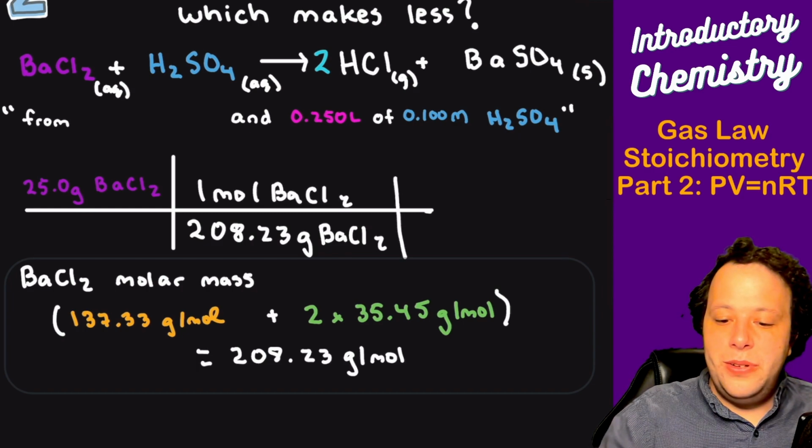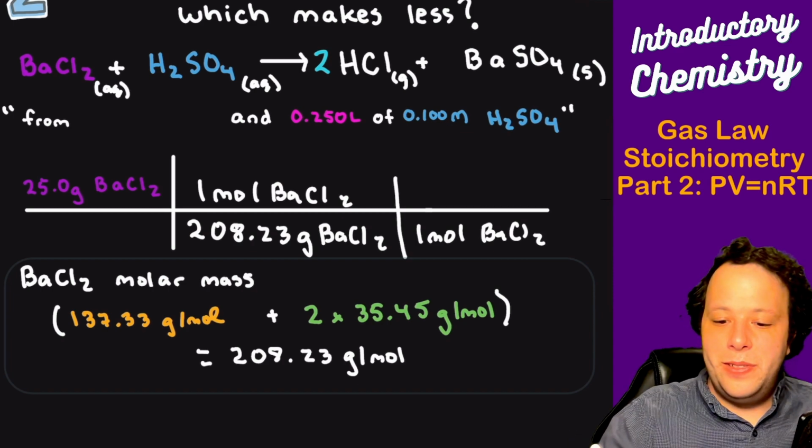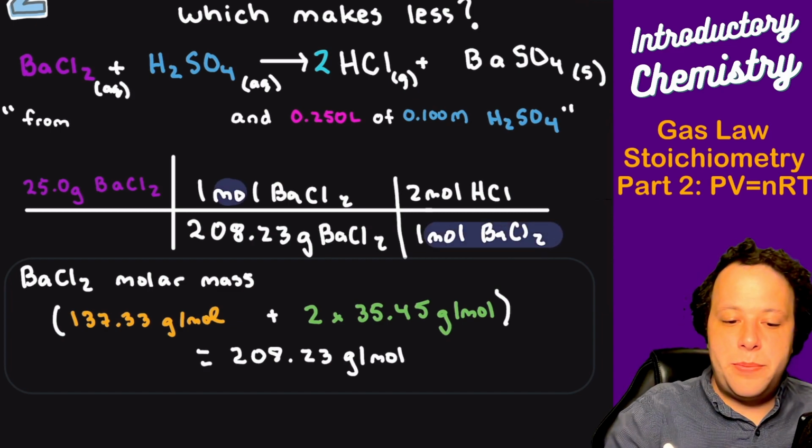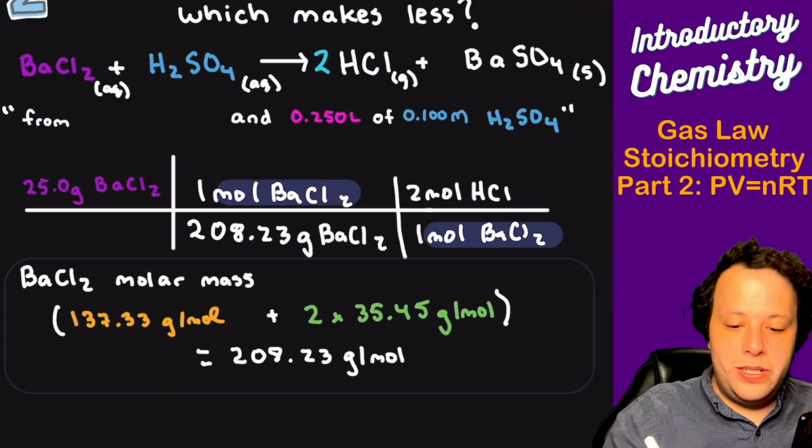And now we're going to use our chemical formula, which is 1 mole of BaCl2 is equivalent to 2 moles of HCl. All right, so now that we have that in moles, we're going to stop there. So I'm going to show you a way to make these problems 10 times faster, is we just want to get 2 moles. So now our grams cancel.